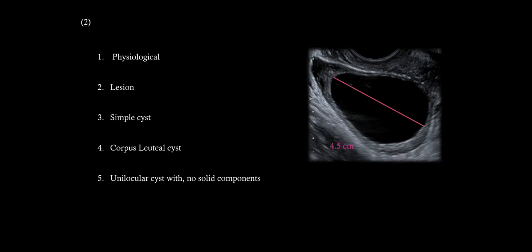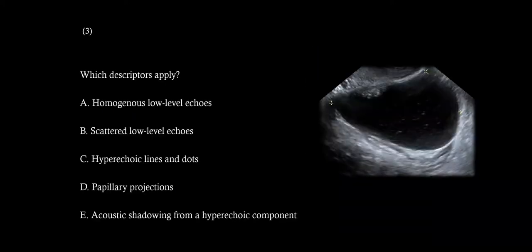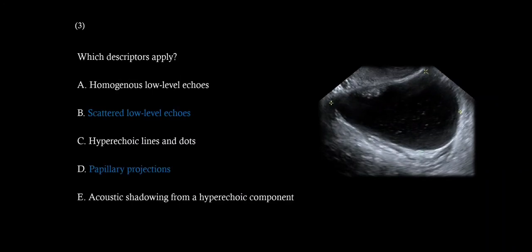Here make a note of the measurement also. So what will be the descriptors that you will be using? It is a lesion because it is greater than 3 centimeters. It is a simple cyst, unilocular cyst which has no solid components. Coming to this lesion, we will describe it as a lesion with what kind of contents. It has scattered low level echoes, and it also has a small papillary projection.